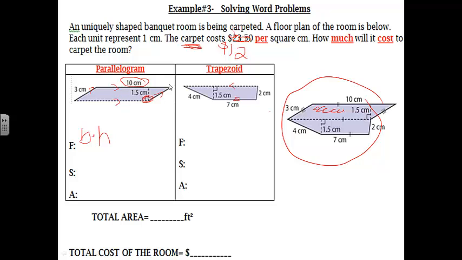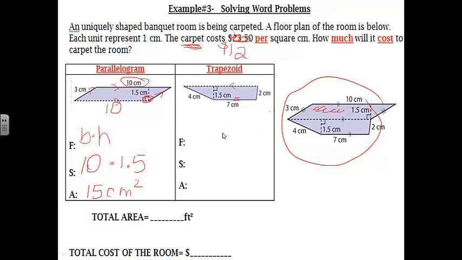So if this is 10, it does not tell me over here, does it? But if I know this is 10, then what does this have to be? Good, it has to be 10. So, easy. Base is 10 times my height, which is connected by the right angle. So 10 times 1.5 is going to be 15 centimeters squared. Okay, awesome. Parallelogram out of the way.